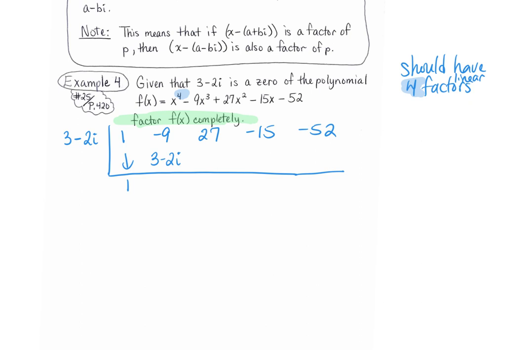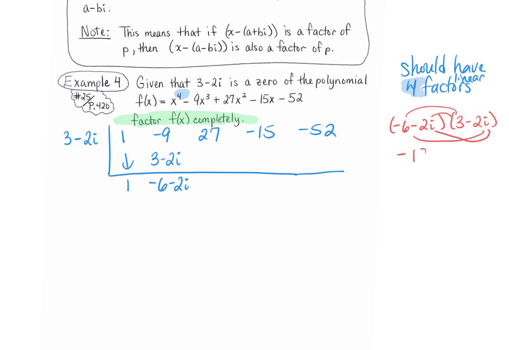Negative 9 plus 3. What's negative 9 plus 3? Negative 6. What's the rest? Minus 2i. You may need to do an aside where you figure out what you get, and if so, do that. If you need to find out what's next, negative 6 minus 2i times what? 3 minus 2i.